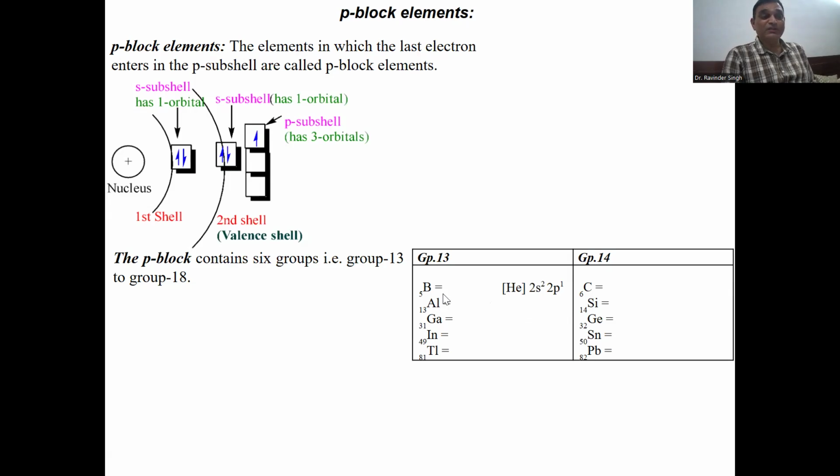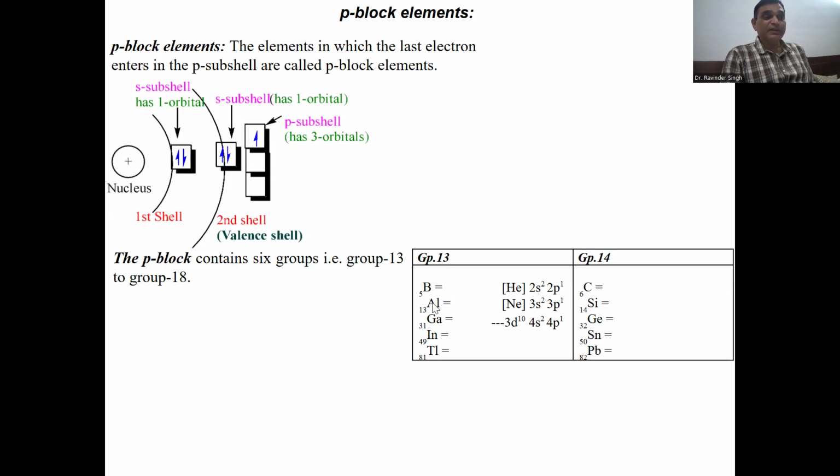Now, what is the valence shell configuration of aluminium? Aluminium is present just below boron, so the configuration will be 3s2, 3p1, and the remaining configuration is that of neon, so we write [Ne]. What about the valence configuration of gallium? Just increase one shell: in place of 3s2, 3p1, we write 4s2, 4p1, and 3d10 here.